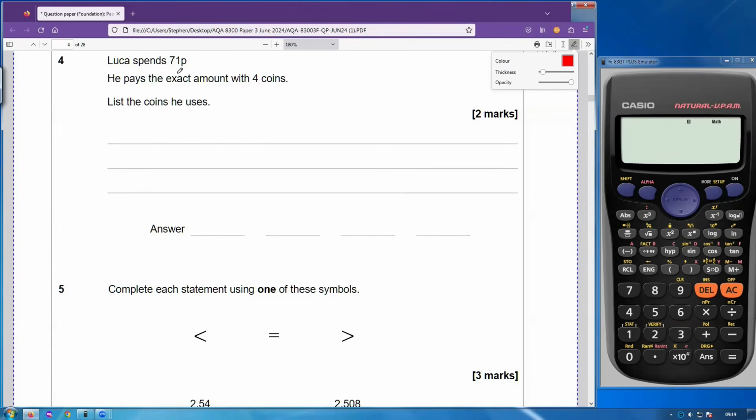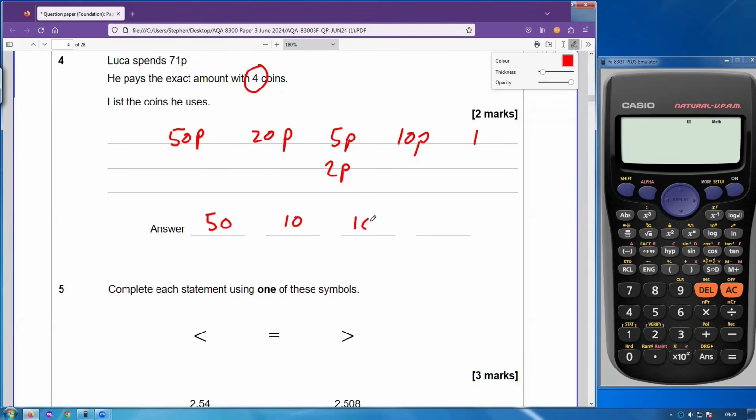Lucas spends 71 pence. He pays the exact amount with 4 coins. List the coins he uses. Okay, so we've got 50 pence, haven't we? We've got 20 pence pieces. We've got 5 pence pieces. We've got 10 pence pieces, and we've got ones. And we've also got 2 pence pieces, haven't we? I think we need, there's 4 coins. 50 and 20 would make 70, and then 1, so we can't have 20. I think we've got to have a 50 in it. Yes, we have to have a 50. And then I think we'll have 2 10s and a 1. 50, 60, 71, yeah.